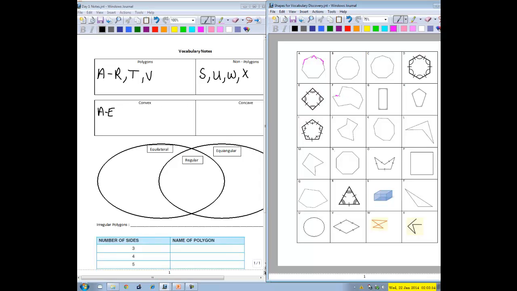F, you see how this side actually points into the polygon, and so does this one. So these two sides right here that point in make F concave. G, H, and I are all convex. So G through I are convex. J, because these sides point in right here, is concave.